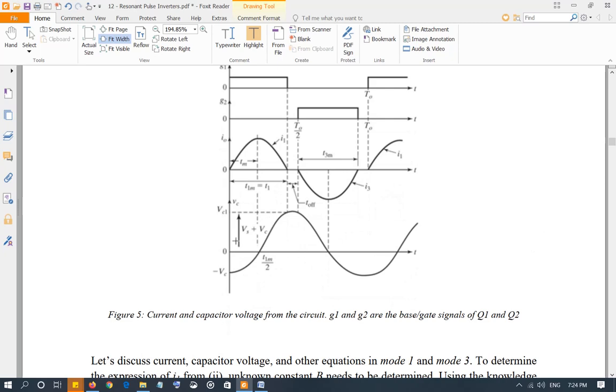Capacitor voltage, VC1, is the peak value which it will hit in mode 1. In the dead zone it will keep that value VC1, and then in mode 3, the capacitor will start discharging, giving up its charge, and then the inductor starts charging the capacitor in the opposite direction, and the minimum value is going to be negative VC.